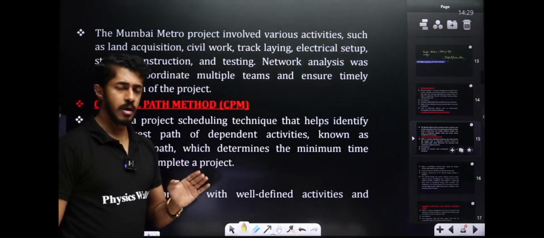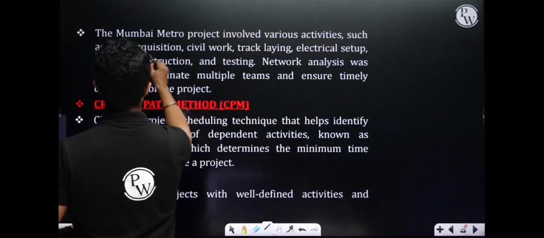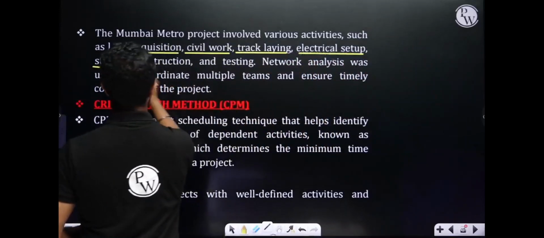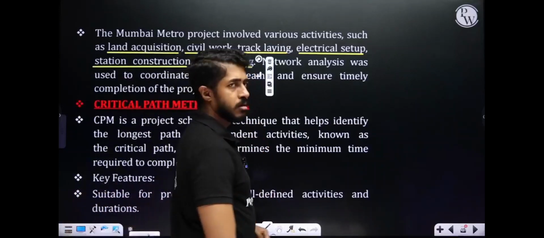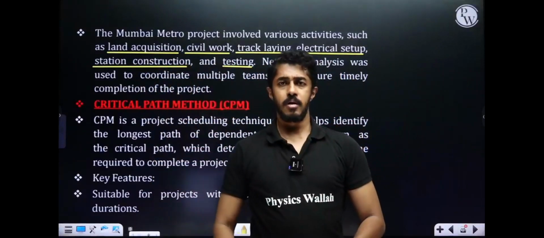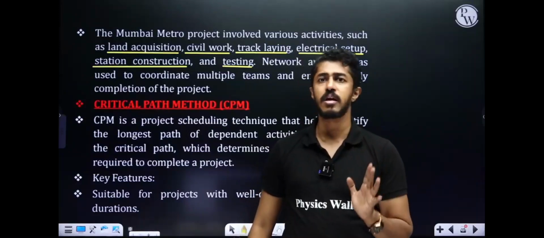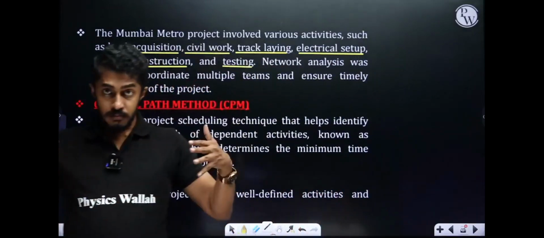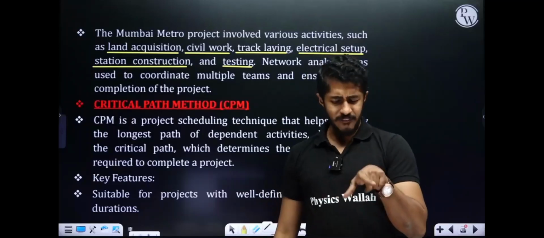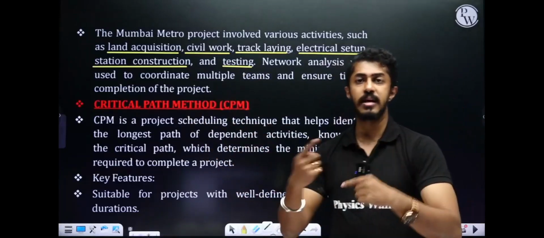That's the beauty there. So for each activity, the breakup will be given: land acquisition, civil work, track laying, electrical setup, station construction and testing. Each activity will be put in blocks, like a flowchart. So in one particular block, who are the players involved? Let us bring them together. That is network analysis. Networking. Working together, that is the beauty there. You will very easily be able to find where the work is getting stuck, what is the reason, bring all the relevant players, and let us get it done.